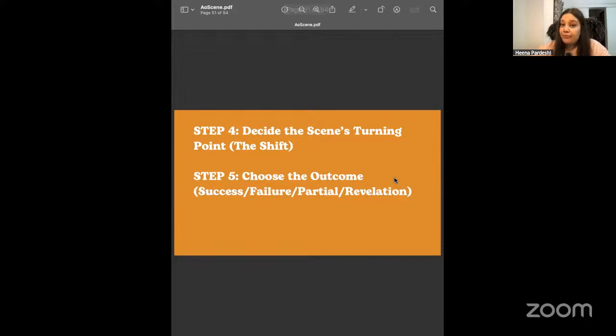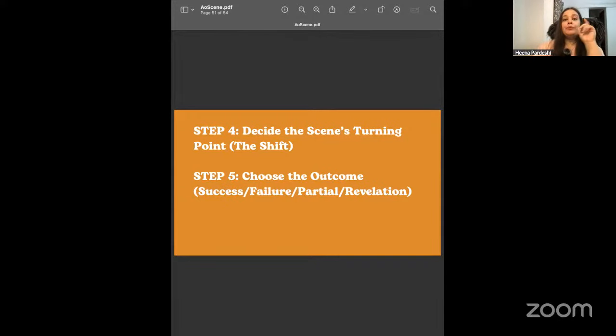Now, step 5, choose the outcome. It can be success, failure, partial success, or revelation, as we've already seen. This is where the scene lands. Your character will either get what they want, fail to get it, get part of it, or discover something unexpected. Revelation outcomes are especially delicious, as we've already seen. The character doesn't get the goal, but they get information that changes the direction of the story. That's why they're so delicious.